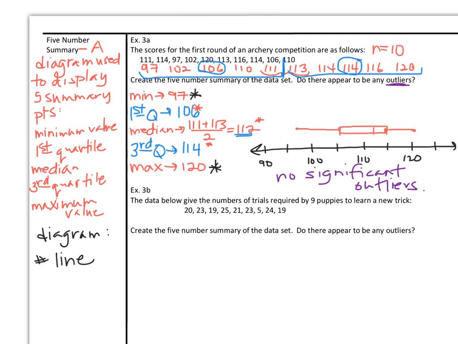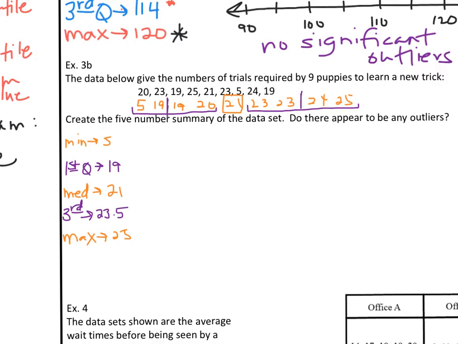All right, so okay, please try example 3B. Again, create the 5-number summary, just following the same process we did in 3A, and then decide if you think there are any outliers. Once you're done, press play, and we'll see if we have a match.